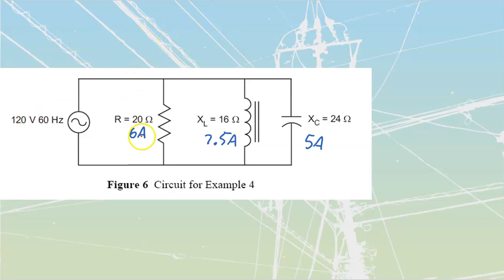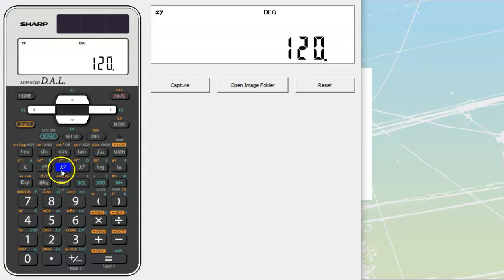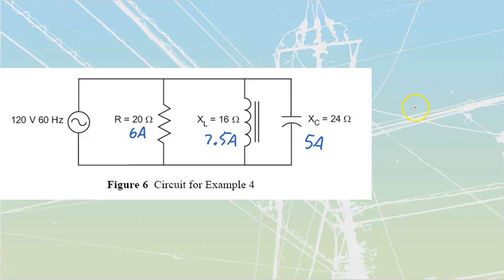You could do V times I, your current and your voltage. You could do I squared R. Any one of those formulas is going to work, but I prefer to work with V squared over R because voltage is a constant. We're given this 120 volts. We know what's happening over top of each one of those. So the first one is going to be 120 squared over 20 ohms, which gets me to a watts value of 720 watts.